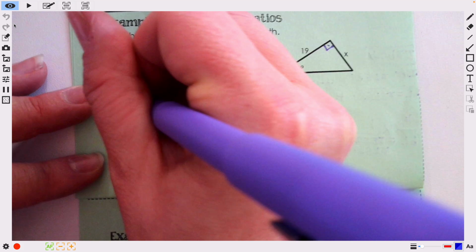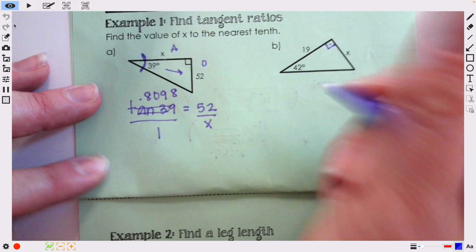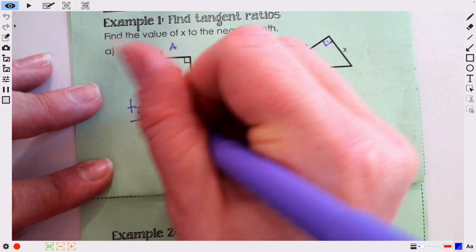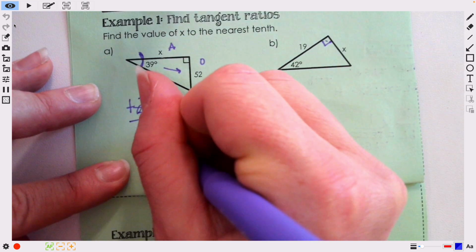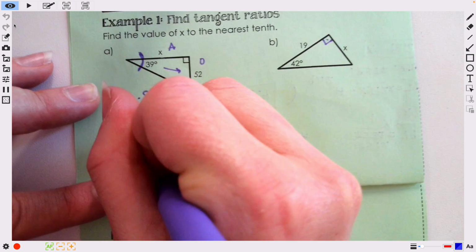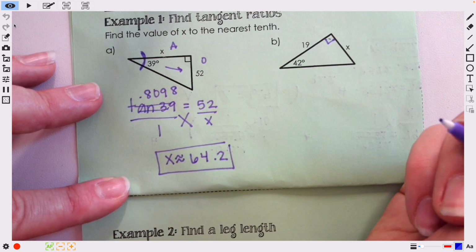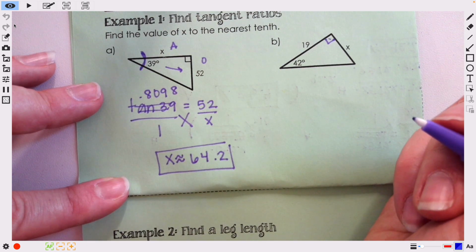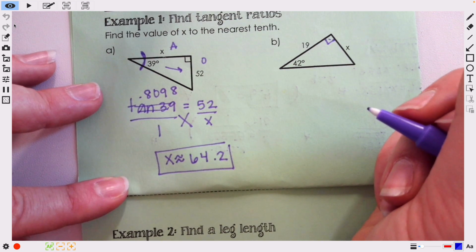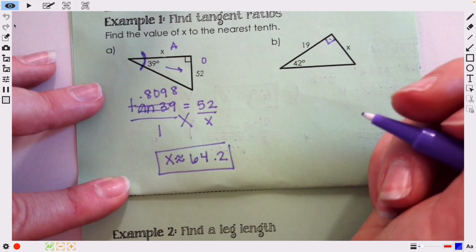Tangent of 39 is 0.8098. Cross multiply. I'm getting about 64.2. Is that what you're getting? I did not show any work right there. I apologize.